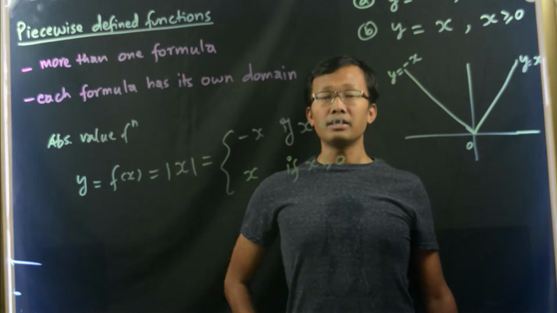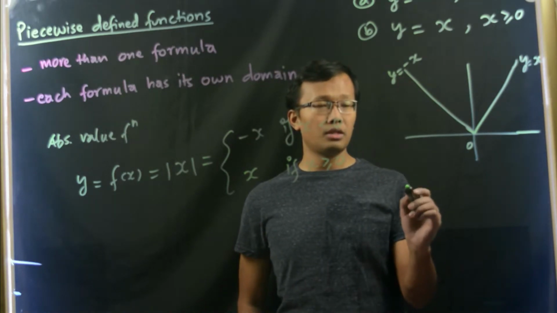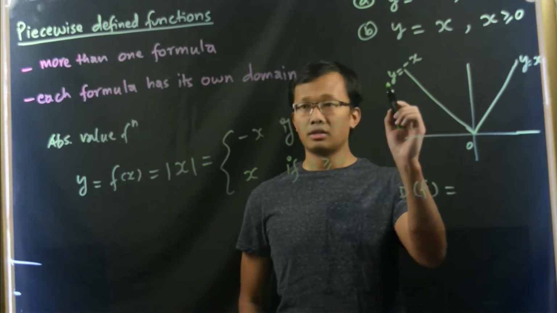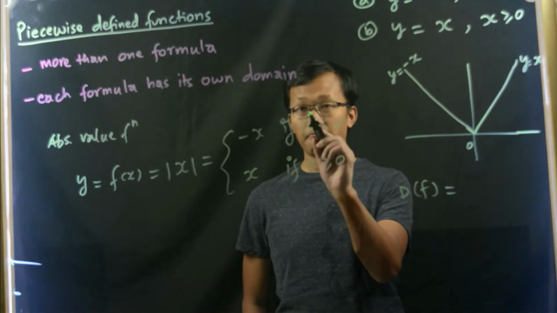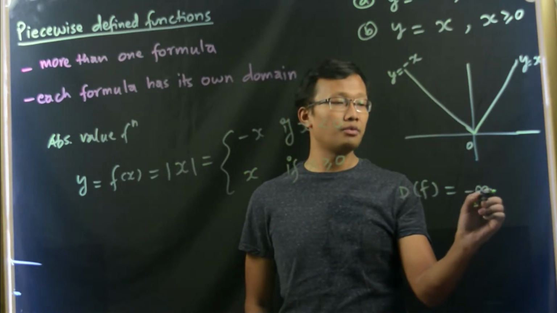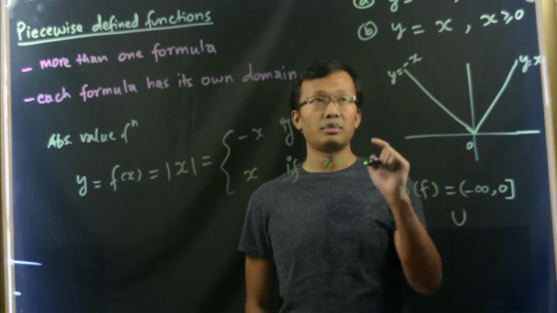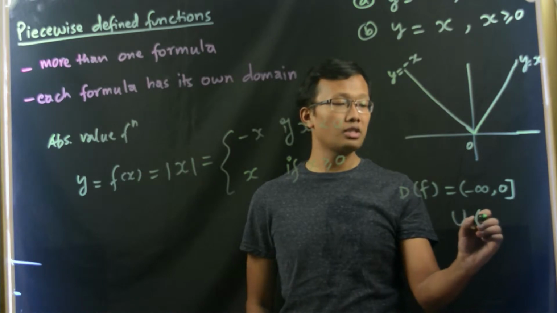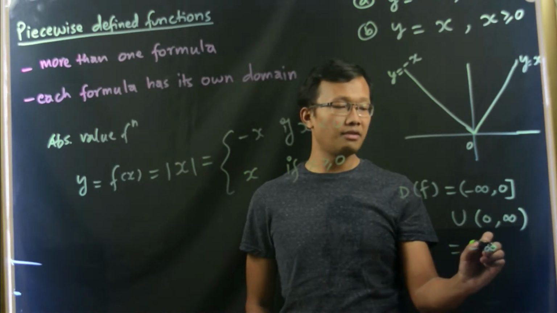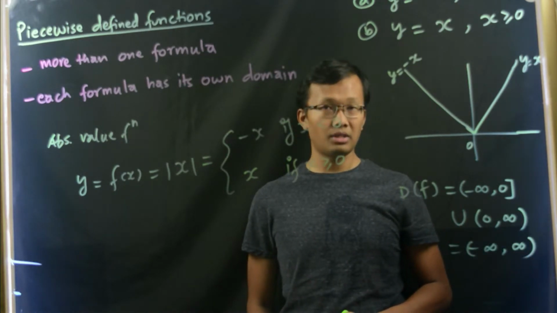All right, then the domain of this absolute value function, the domain of f, would be the domain of the first function y equals negative x, which is negative infinity up to 0, union the domain of the second function, which is of course 0 to infinity. So collectively I can write this as negative infinity to positive infinity, or the entire real numbers.